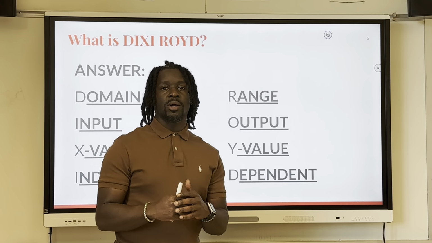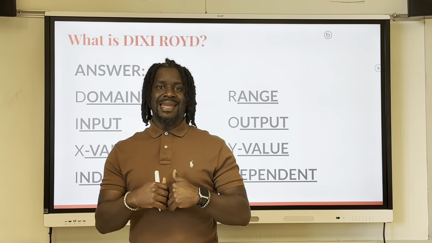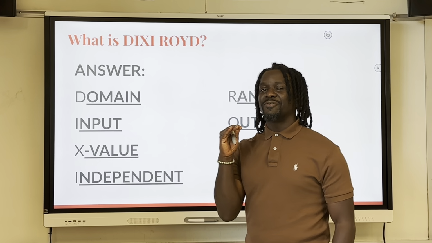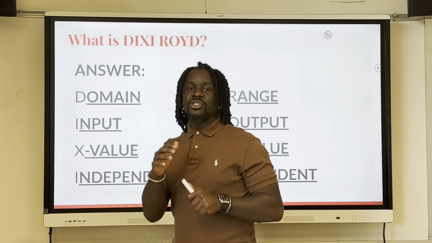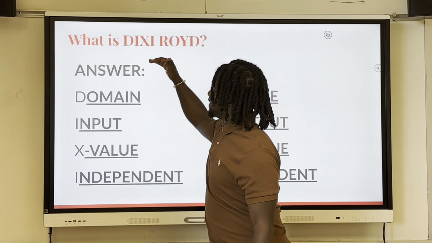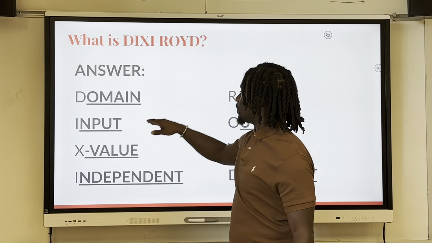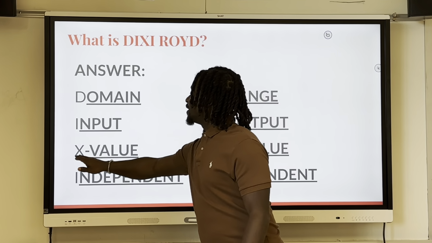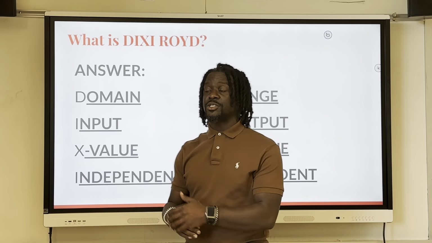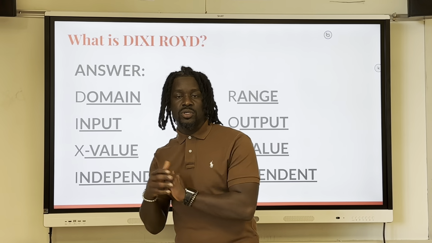Now, I mentioned there are various ways that you can see functions given and how they are described. So what is Dixieroid? Dixieroid is just a way to remember what each of the 2 variables might be referred to. The Dixie side refers to all of the x values. So the x values can be referred to as the domain. The I represents the input. The x is the x value, and then I is the independent variable, okay? These are all of the different terms that you can use to describe the x value.